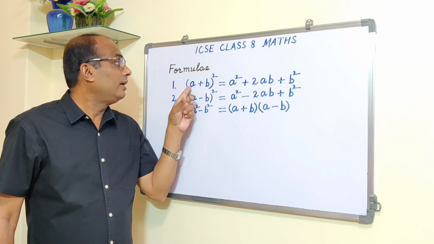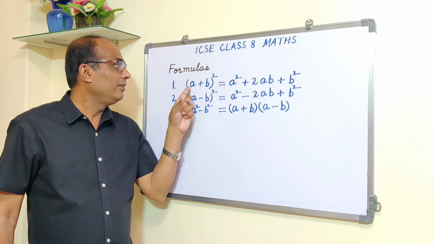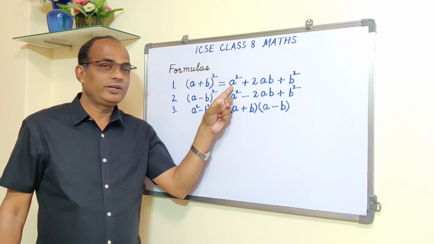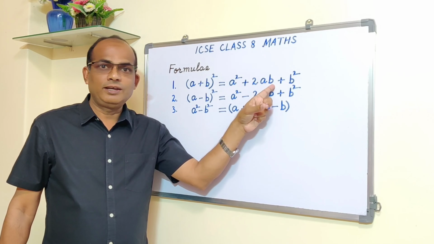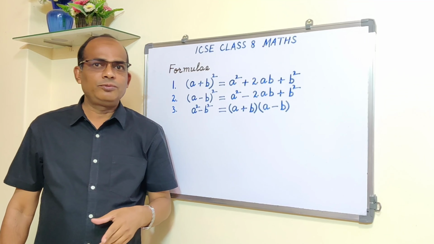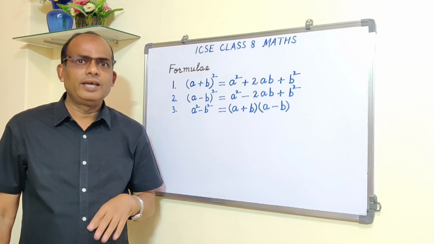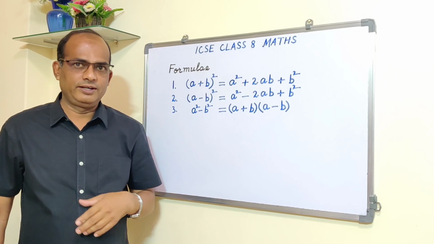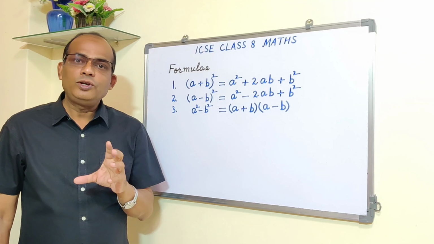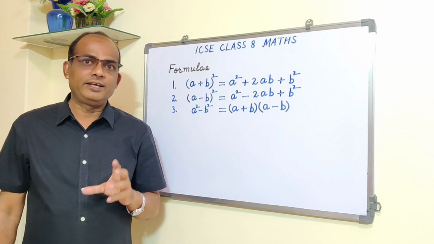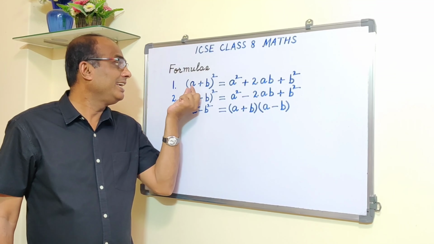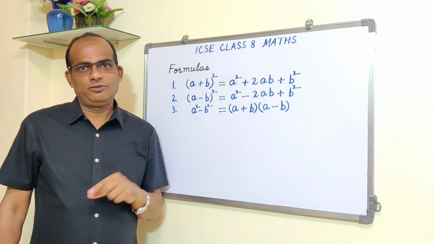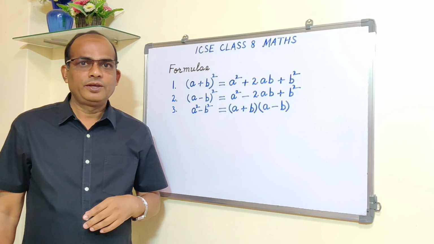And here if you take xy, you write down x plus y whole square is equal to x square plus 2xy plus y square. You can write down the formula in terms of x and y also, m and n also. Only you have to identify what is there in place of a and what is there in place of b, and then apply the formula.